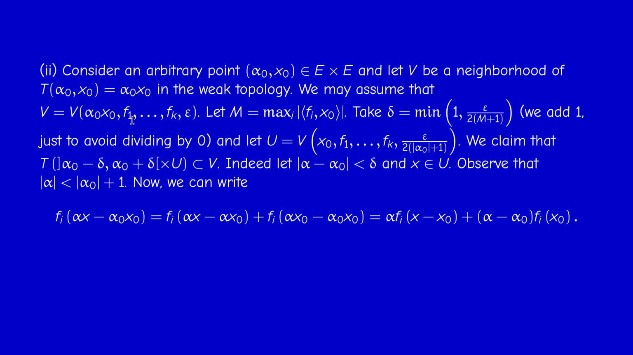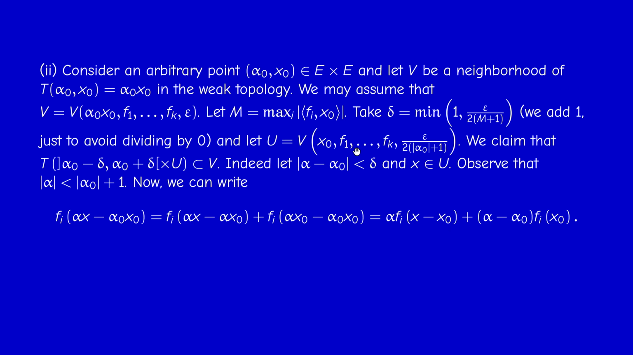How do I prove that? I have to prove that the absolute value of fi of alpha x minus alpha 0 x0 is less than epsilon. So I rearrange this term, and now I use the triangle inequality. When I take the absolute value here, this would be less than the absolute value of alpha times fi of x minus x0, but x is in U.